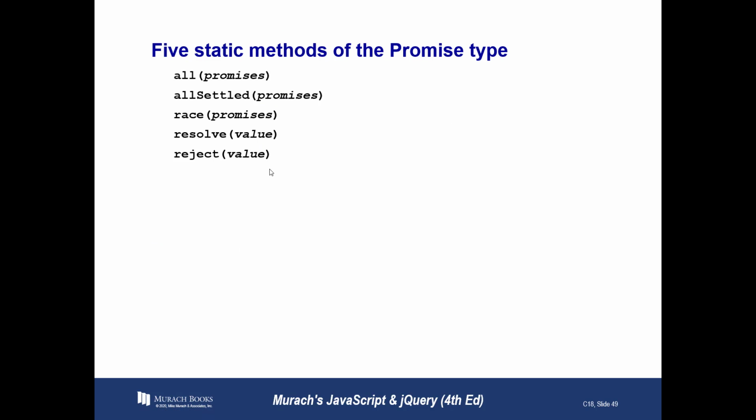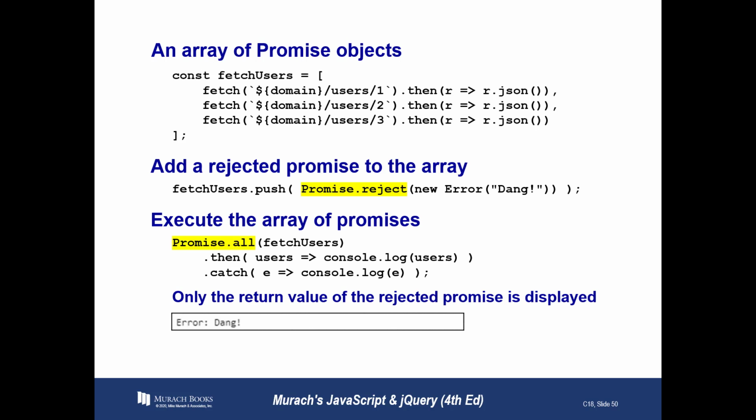Okay? All right. 5 static methods of the promise type. All settled, race, resolve, and reject. Now, we've already talked about resolve and we've talked about reject already. But what if you've got a bunch of promises? As it says, you've got a bunch of promise objects. And if you want to basically use them as an all or nothing type of an operation, you can use a promise.all. And you can kind of chain them together, basically. All right? And that's what we've done here. This is an array that's called fetch users, and that's what we're using in here.